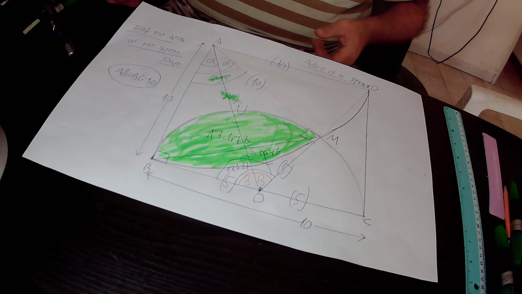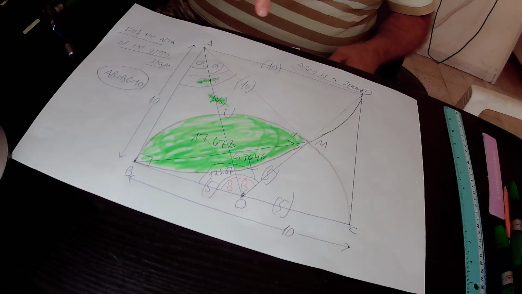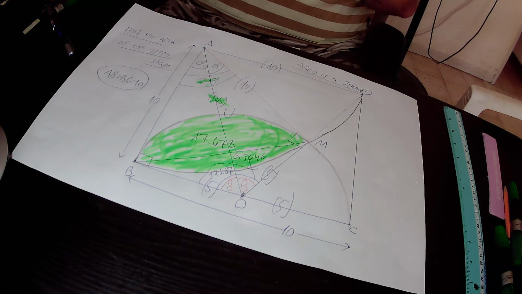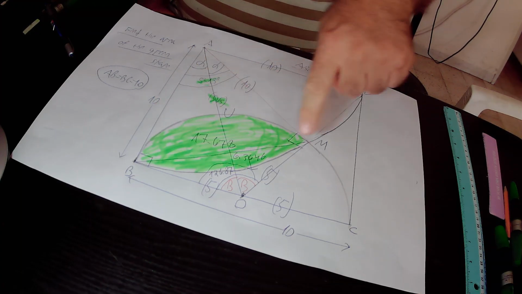In the second question, our task is to find out the area of this green shape. So in the drawing, we have square ABCD. We know that one side of square ABCD equals 10 units in length. Inside this square ABCD, we have the big quarter circle.